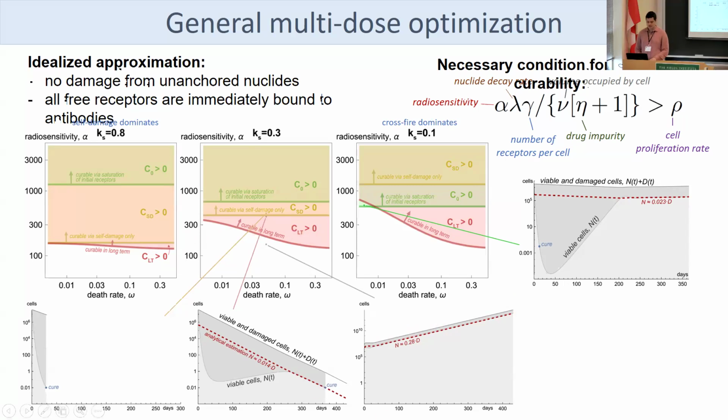And the interesting trend that these plots show is that if all other parameters are equal, it is easier to cure cancer by a single dose if crossfire dominates, but it is easier to cure cancer by multiple doses when self-damage dominates. And interestingly, when crossfire dominates, then some cancers with low cell death rate can be cured by a single dose, but remain incurable in the long term.